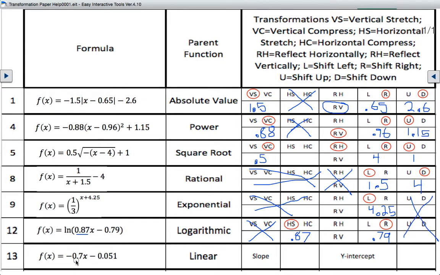Now the last example I'm going to show you is the linear function. And with the linear function, you just need to tell me what the slope is and where the y-intercept is. And it should be super easy. We're multiplying the x by -0.7, so my slope is just -0.7. And the y-intercept is at -0.051 because that's where your intercept is. Okay, and the linear equations are super easy.